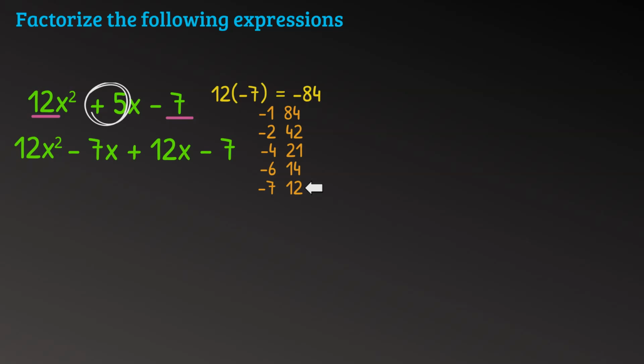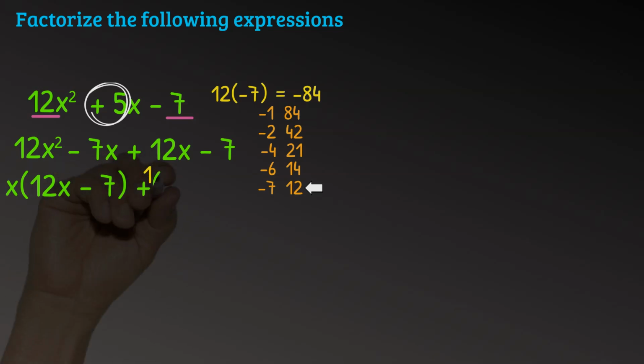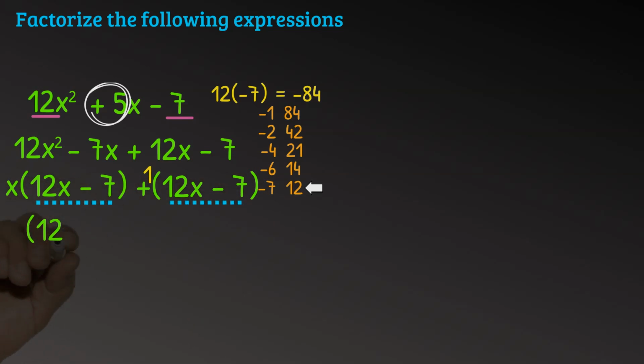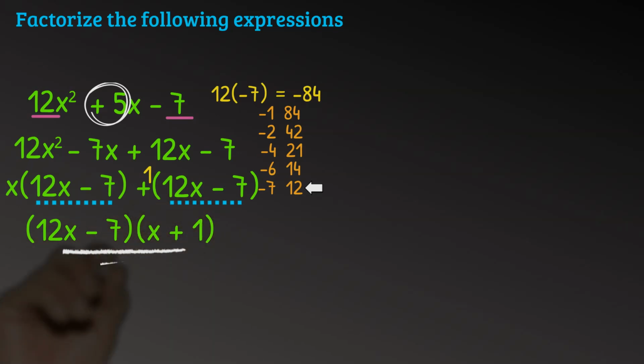Looking at the first two terms, we take an x outside the bracket and times it by 12x minus 7. And for the second two terms, again, there's an invisible 1, also multiplied by 12x minus 7. So 12x minus 7 is the first bracket of the solution and it's multiplied by x plus 1.